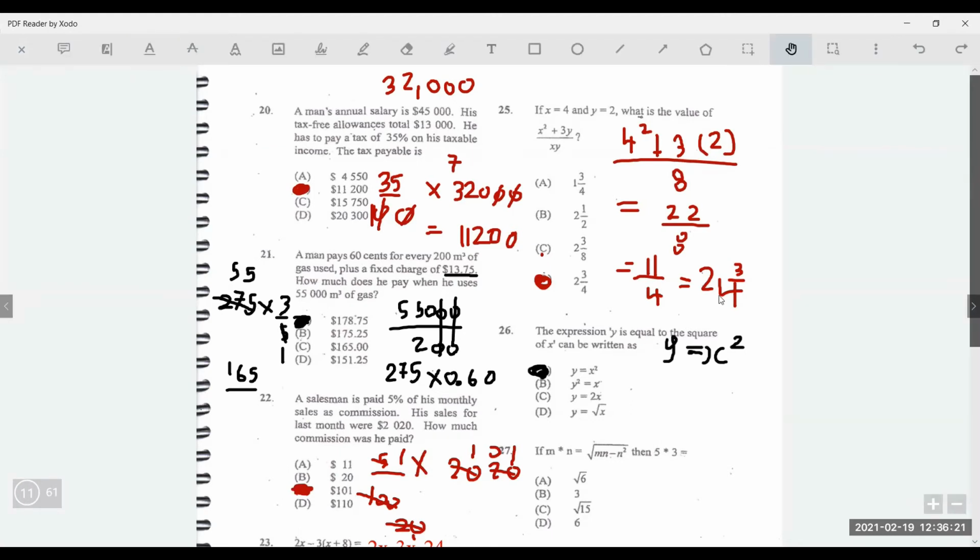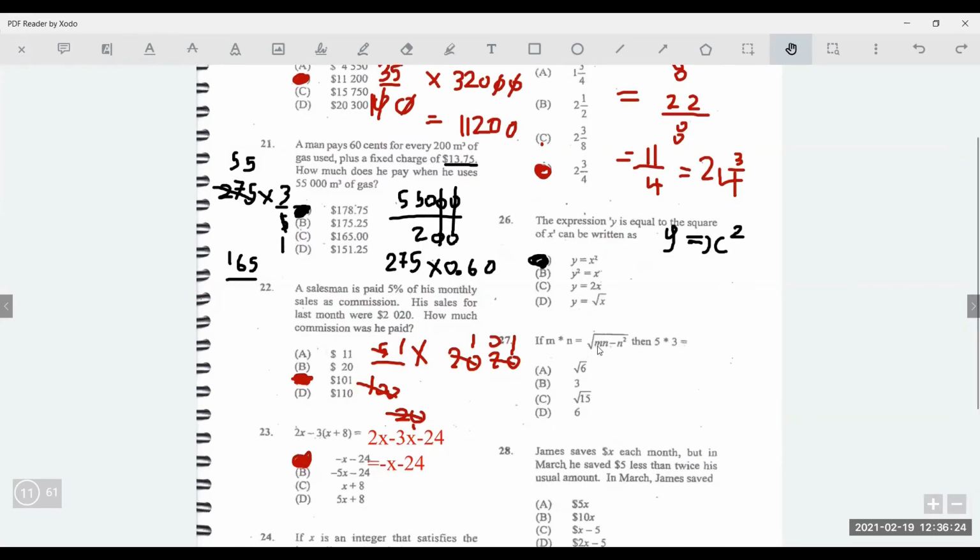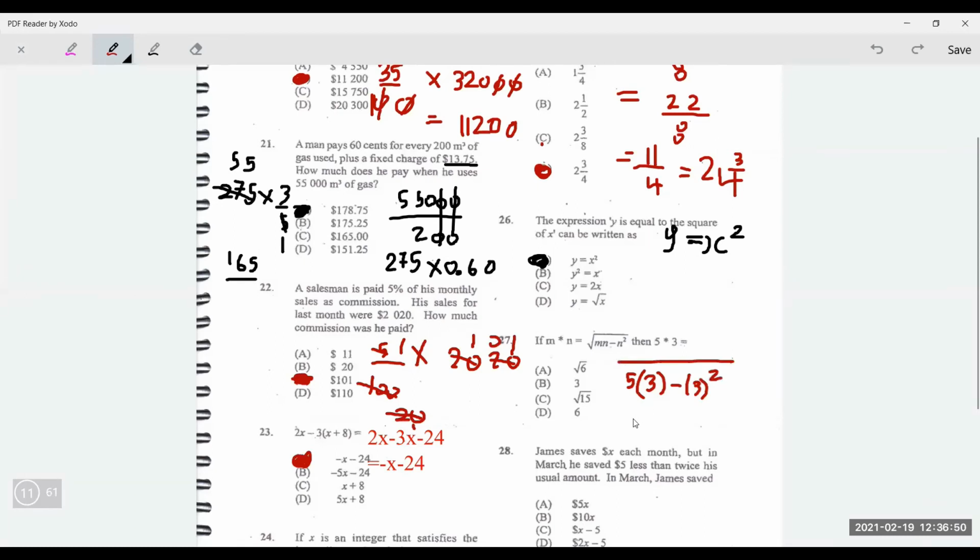Question 27. If m star n is the square root of m times n minus n squared, then what is 5 star 3? To find m star n, you replace m with 5 times, you replace n with 3, minus, you replace n with 3 again, which is 3 squared, and then you square root it. So that works out to be 5 times 3 minus 3 squared, and that's 6. So this works out to be the square root of 6. That's option A. Easy question.